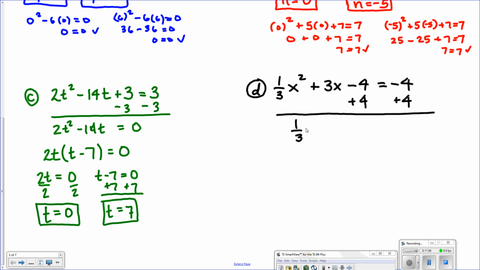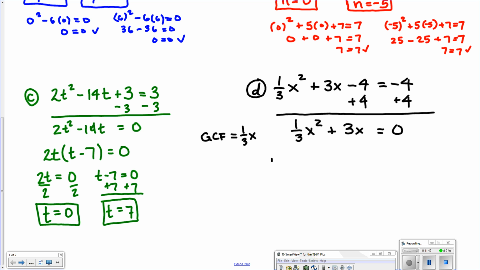1/3 x squared plus 3x equals 0. Now, when we're looking for our greatest common factor here, we're looking to see what number goes into 1/3 and goes into 3. Our greatest common factor in this case is going to end up being 1/3. 1/3 is going to go into 1/3 one time, and 1/3 goes into 3 9 times. So our greatest common factor is 1/3, and then we have an x that can go into both of them as well. So we're going to have 1/3 x.